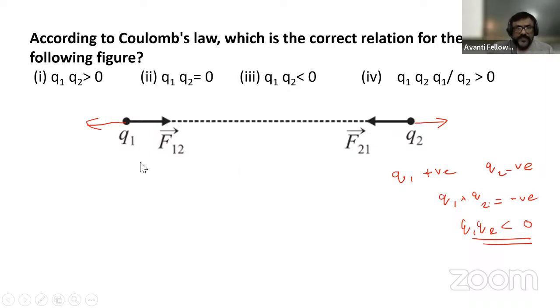So if Q1 is positive, Q2 is also positive, so their product will be positive. If Q1 is negative, Q2 is also negative, and their product will be positive. So the answer will definitely be which option? Q1 Q2 is greater than 0, which is a positive number.